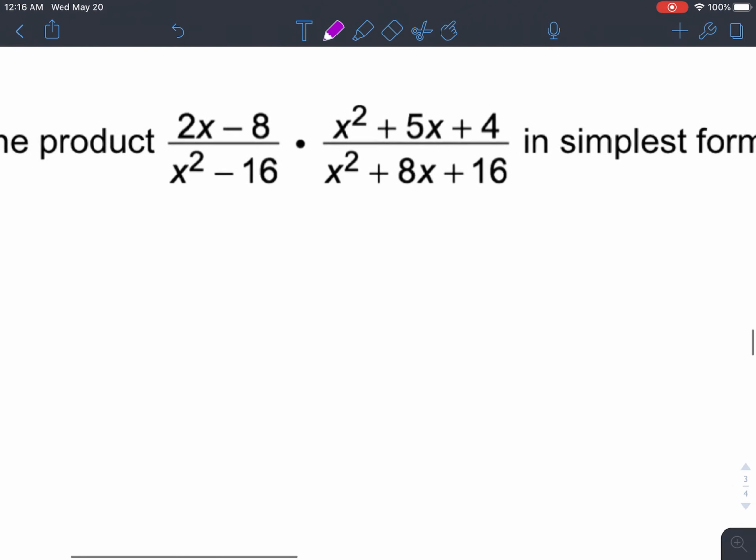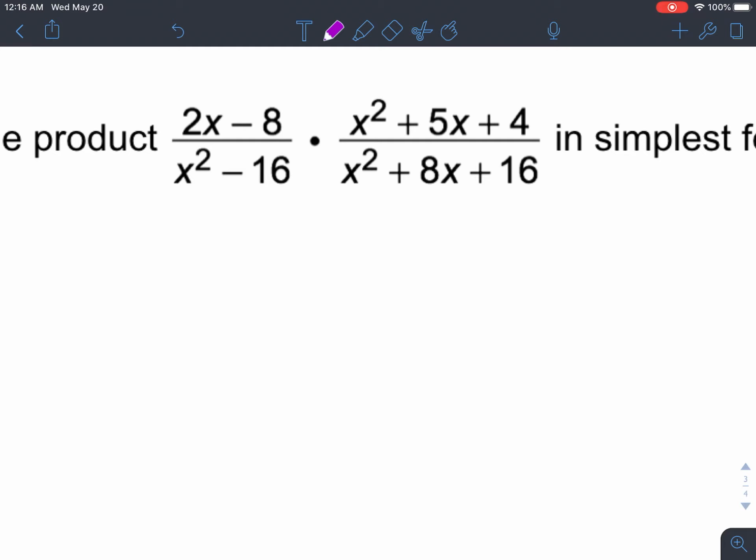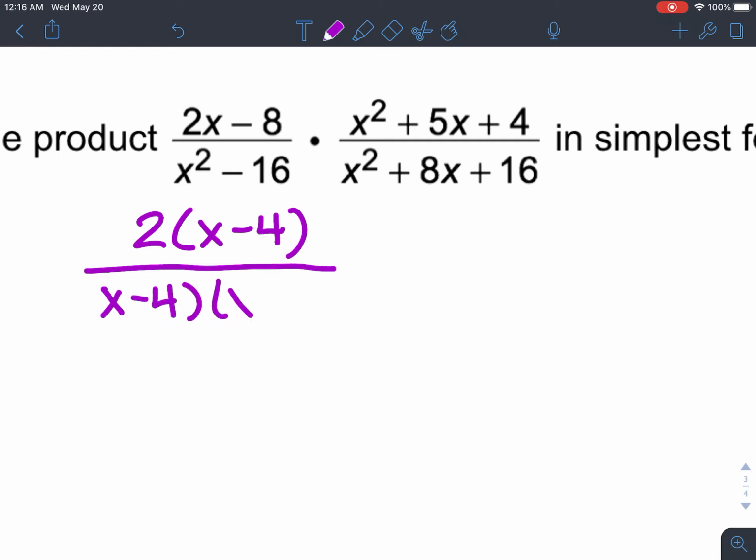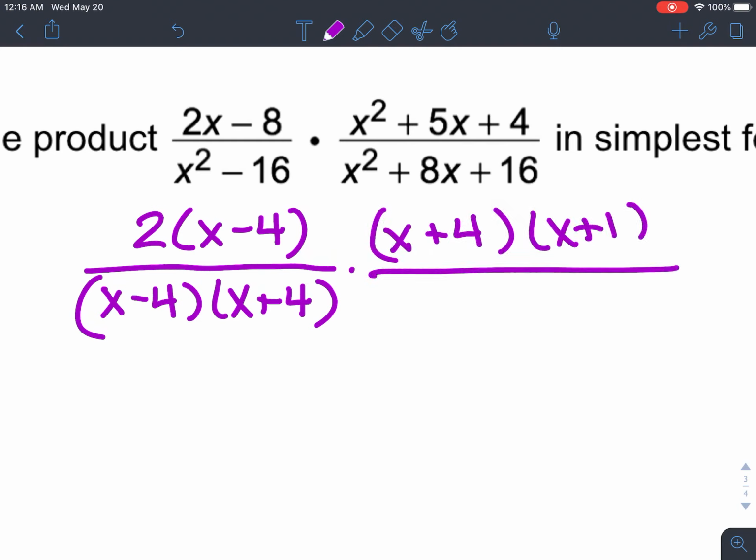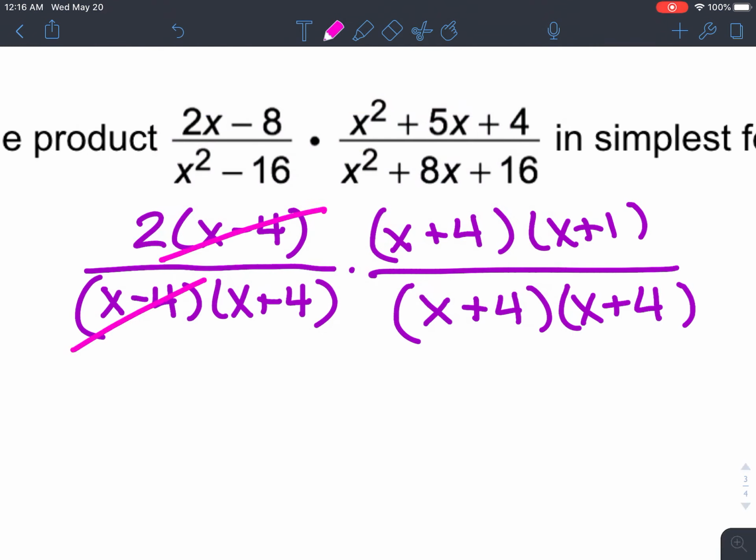Okay, well, let's look at this one. So the top here just has a GCF of 2. The bottom is x minus 4, x plus 4. This one is x plus 4, x plus 1. And the bottom is x plus 4, x plus 4. A lot of x plus 4s. Okay, so I can cancel, let's see, this x minus 4 with that one. I can cancel this x minus 4 with whatever one of these you want. It doesn't make any difference.